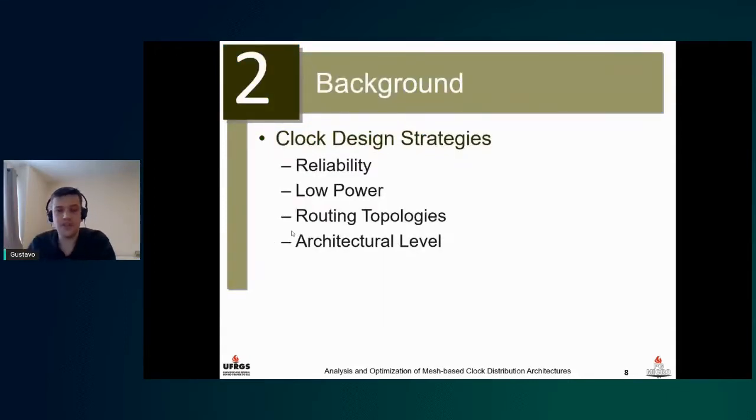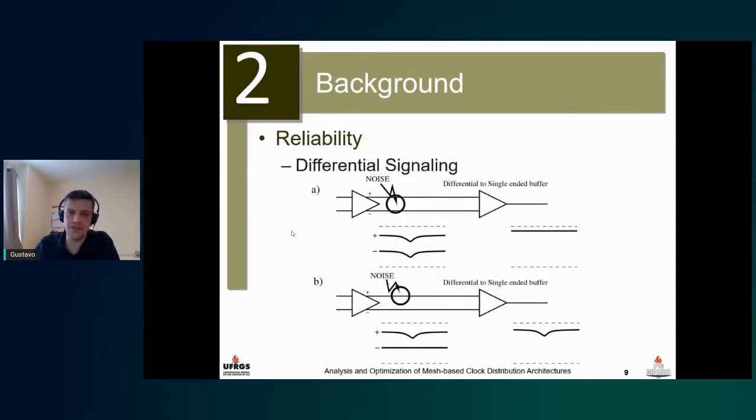So I wanted to talk a little bit about different strategies that are usually applied to clock design. I divided them into 4 different categories. The first one that I will talk about is related to strategies to improve reliability. One of the strategies that is commonly seen on clock networks is differential signaling.